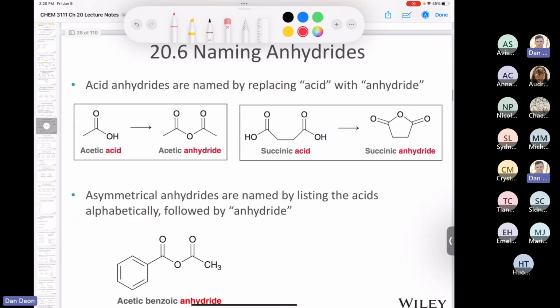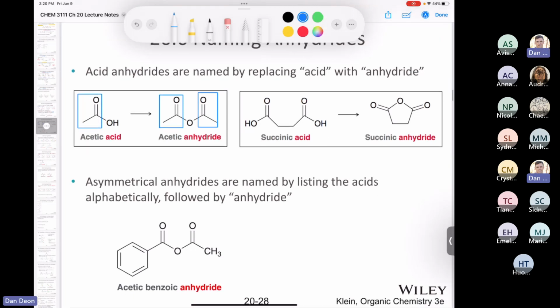What about anhydrides? What we do is we just take the name of the parent acid and then we put anhydride at the end. So if you take acetic acid and you make the anhydride, it becomes acetic anhydride, right? Because both sides here have 2 carbons, so it's acetic. This is an acetyl group here. If you take a dioic acid and you make the anhydride, succinic acid becomes succinic anhydride.